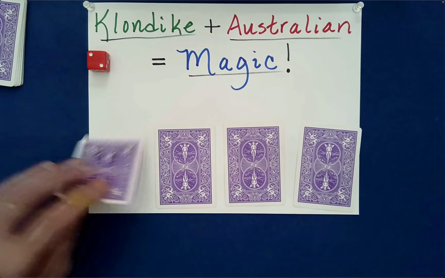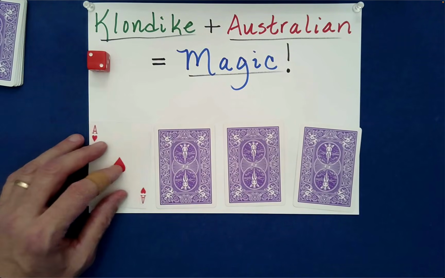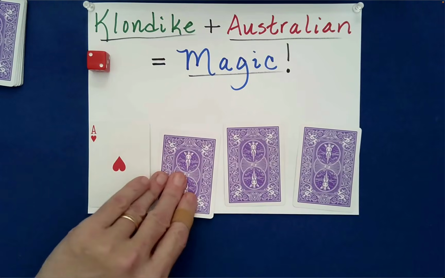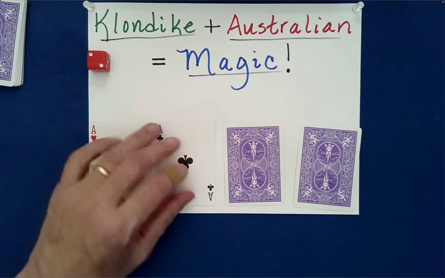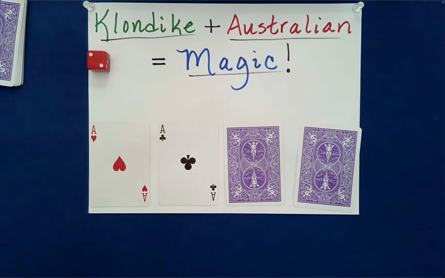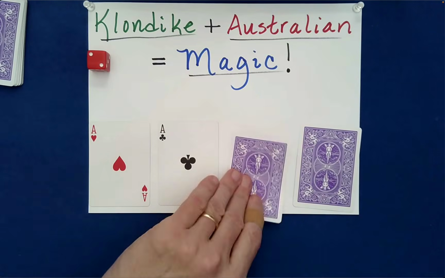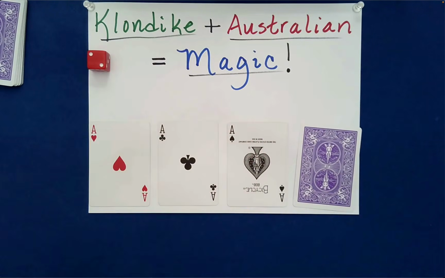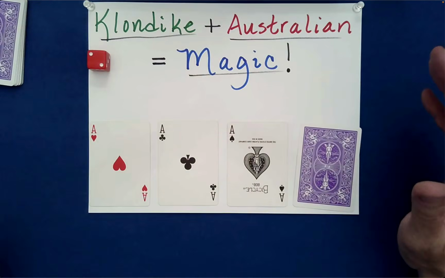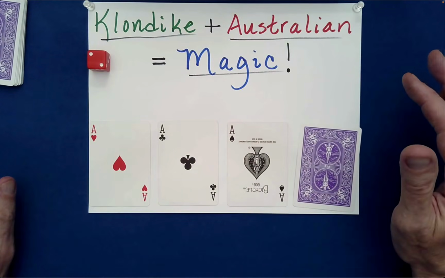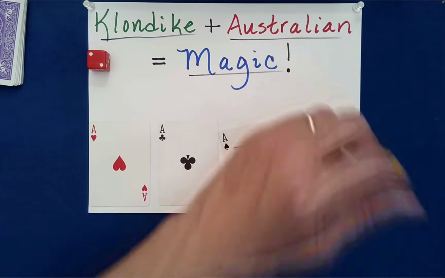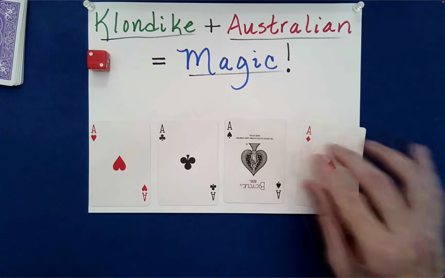So what's the first one? Ooh, that's nice. An ace of hearts. No way. Ace of clubs. I can't believe it. Ace of spades. You know what the chances of this are? I mean, if you just think about it. And the last one, oh, I cannot believe this.